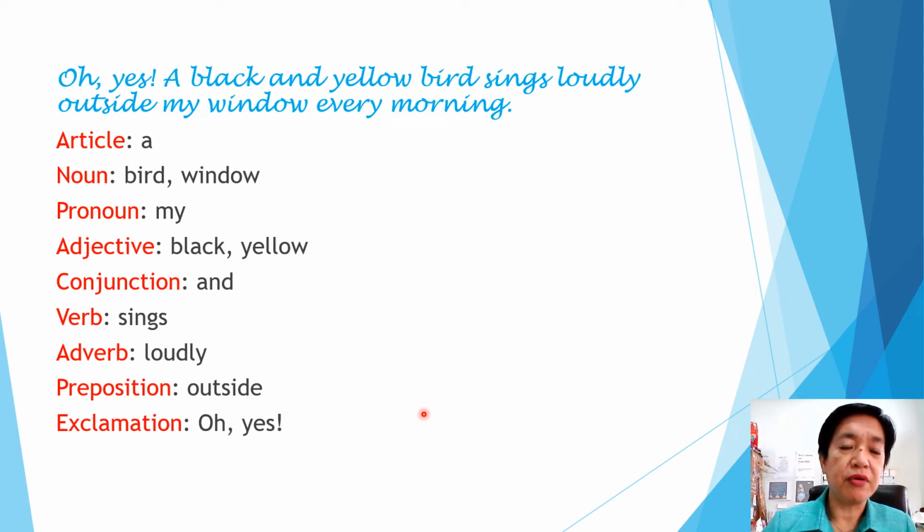And before we go further, just to show you how the parts of speech make up a sentence, I made the sentence longer. I said, "Oh yes, a black and yellow bird sings loudly outside my window every morning." So here in this long sentence, you can see that all the parts of speech are used.